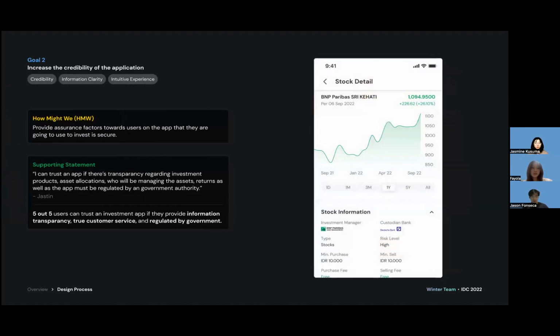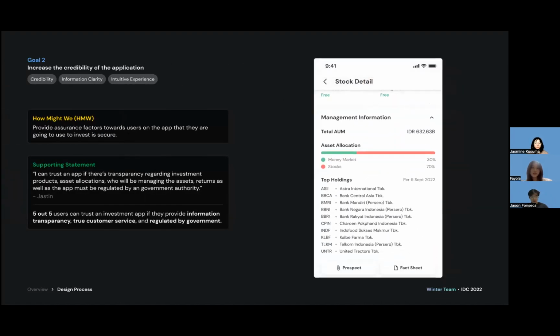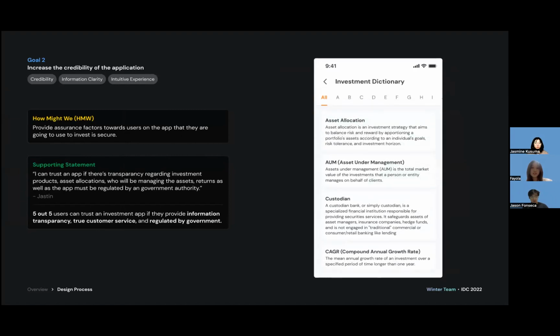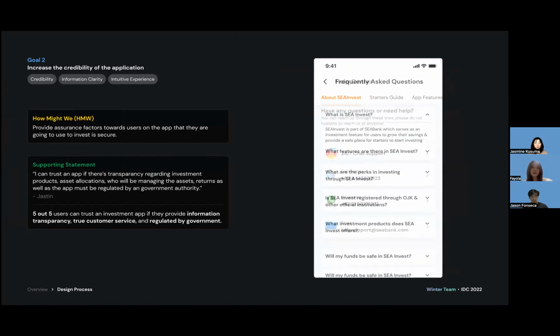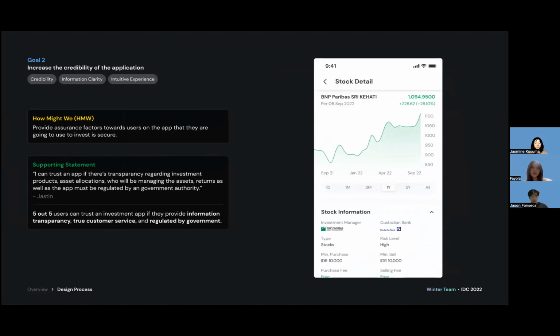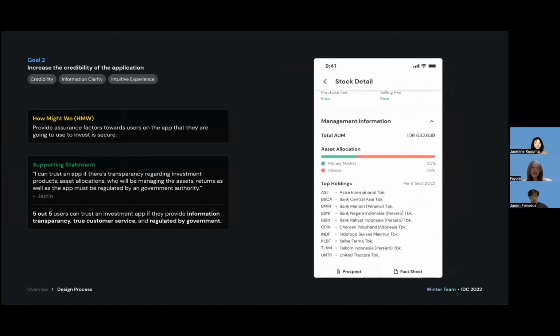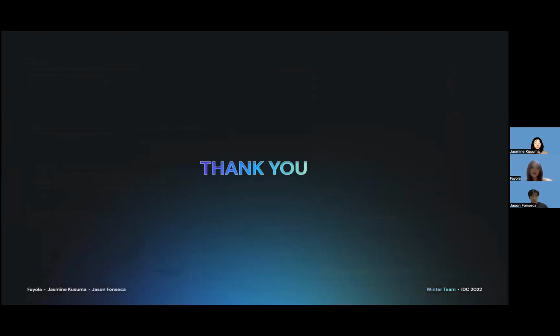Another goal is to strengthen the app trustworthiness and security assurances for users as they expect transparent information flow, 24/7 real person help support, and government regulation. And that concludes our research findings and proposed design solution.